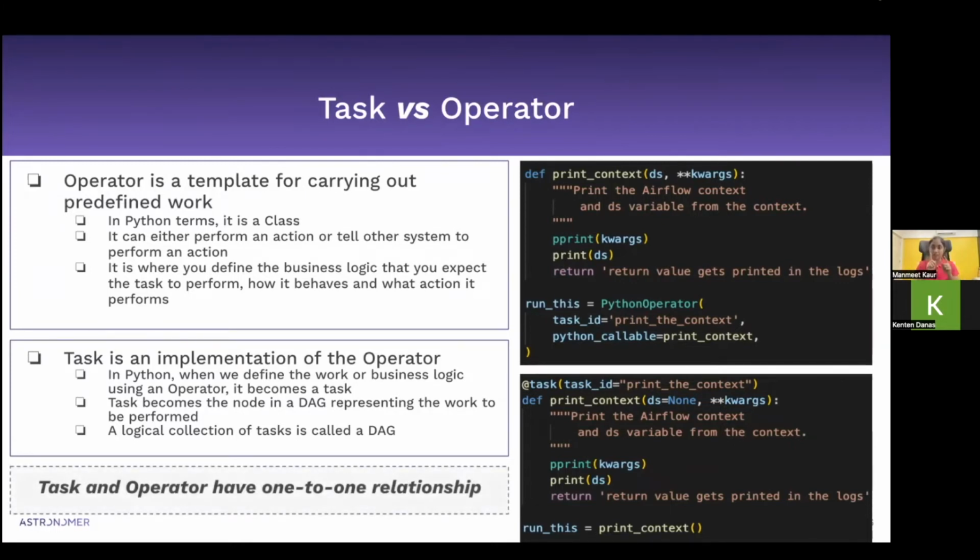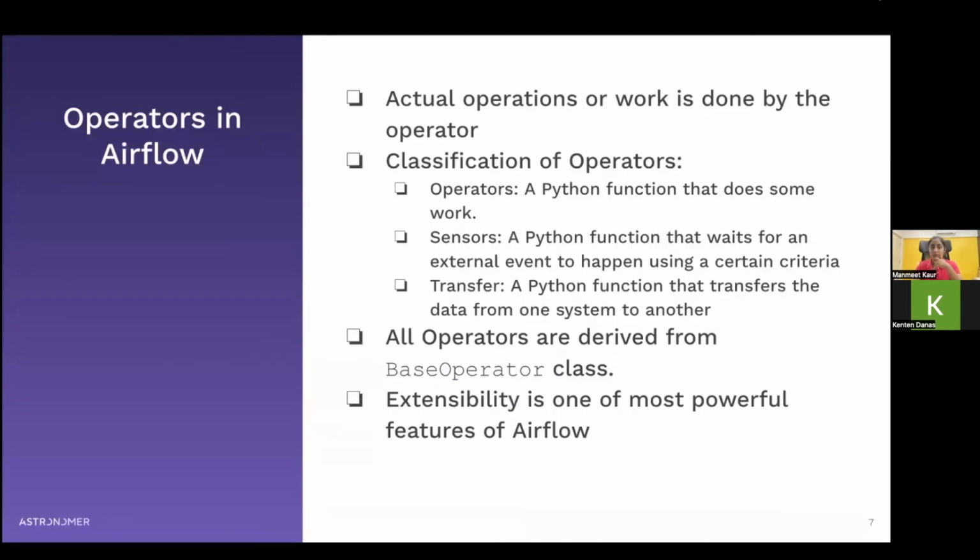And one operator has a one-to-one relationship with a task. So we have an operator; this is something that will be visible as a task on my Airflow UI, right? So in a nutshell, operators are where you define the actual work that is to be done. Then there are different types of operators, right? Operators themselves, like I mentioned, define the work.